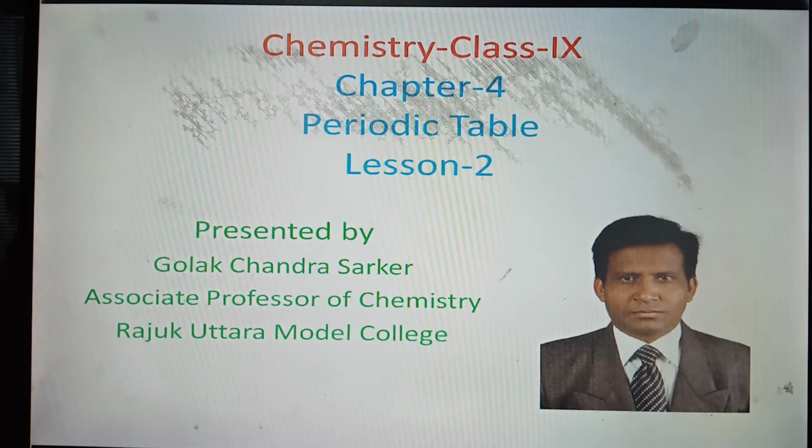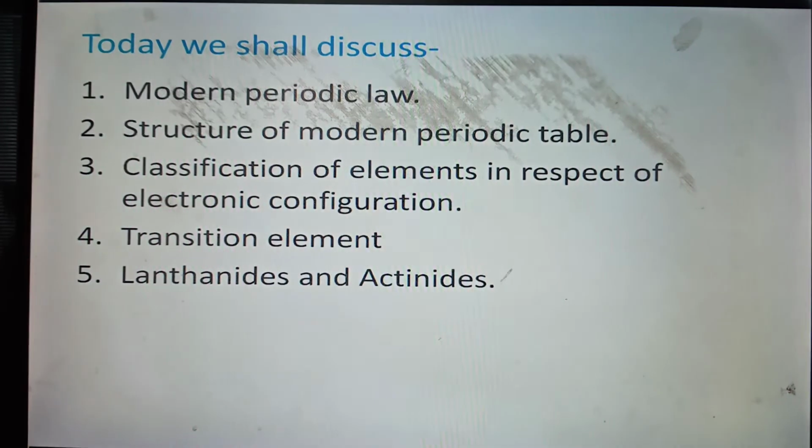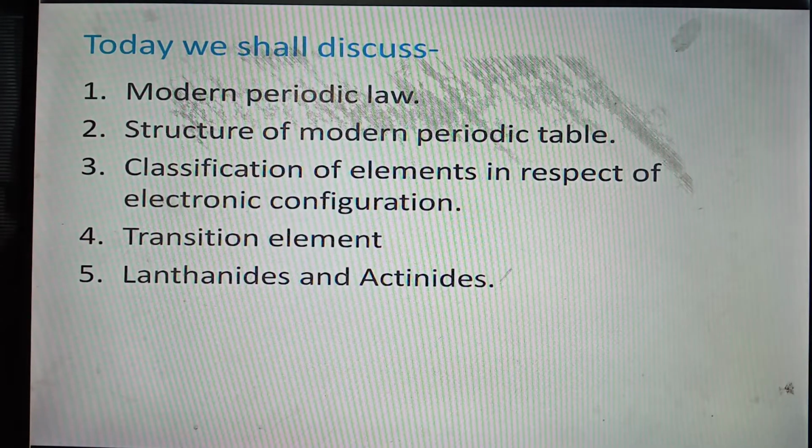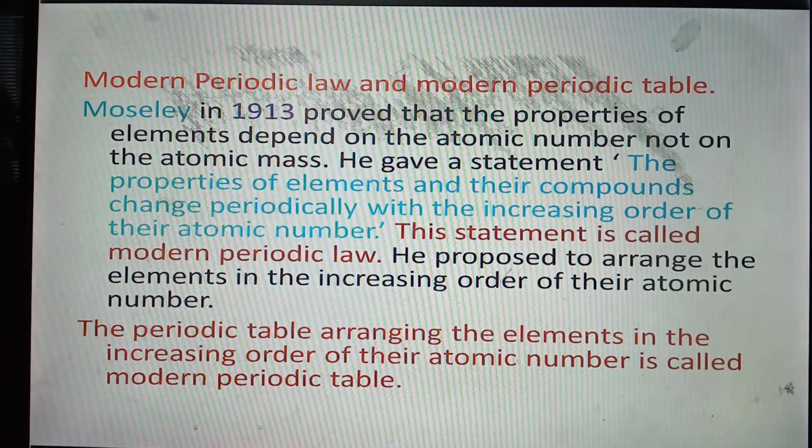What are the points we shall discuss today? Number one, what is modern periodic law? Then we shall study the structure of modern periodic table. Then we shall study classification of elements in respect of electronic configuration. Number 4, transition element. And finally we shall study lanthanides and actinides. At first, what is modern periodic law and modern periodic table?